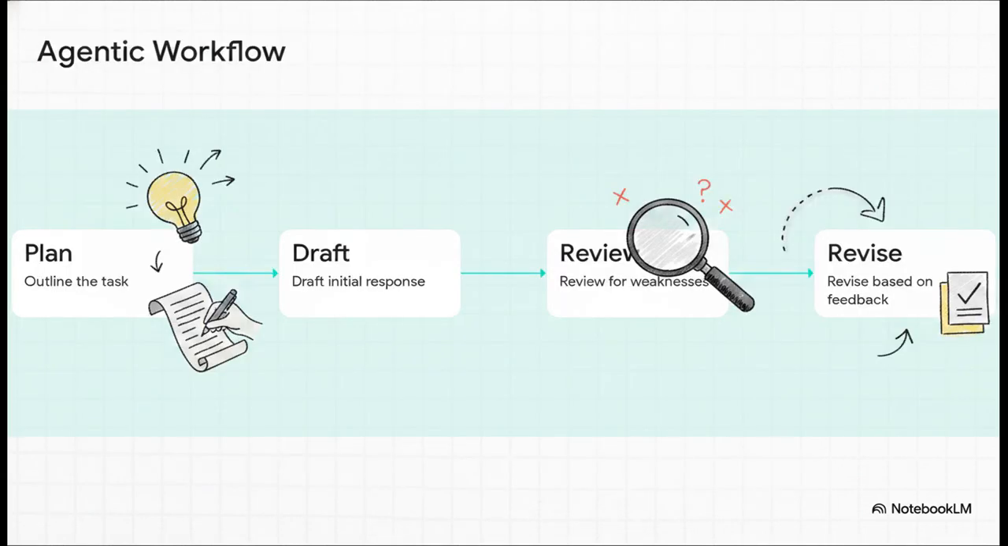And this brings us to a really fundamental shift in how we actually use these models. You see, most basic AI interactions operate in what we call a zero-shot mode. That's kind of like asking someone to write a complex 10-page essay in pen in one continuous attempt without ever crossing anything out. It's incredibly difficult to get a perfect result that way. An agentic workflow, on the other hand, embraces an iterative process. It plans the task, drafts a response, actively reviews it for weaknesses, and then goes back and revises it. It's a much more natural, human-like way of refining work.